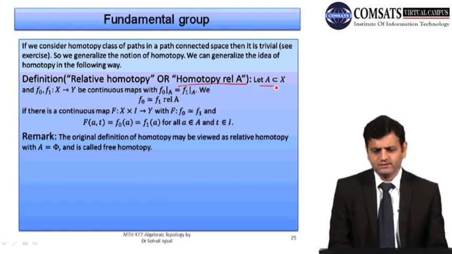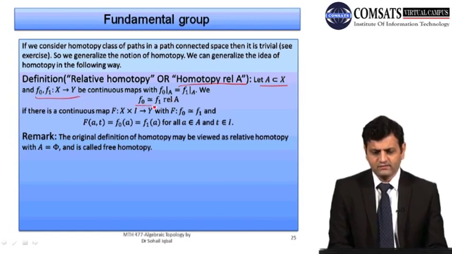If A is a subspace of X and we have two continuous functions f0 and f1 from X to Y, then we say that f0 is relatively homotopic to f1 if the following conditions are satisfied. Of course f0 restricted to A is equal to f1 restricted to A. So f0 is relatively homotopic to f1 if there exists a continuous function capital F such that it is a homotopy of f0 and f1.